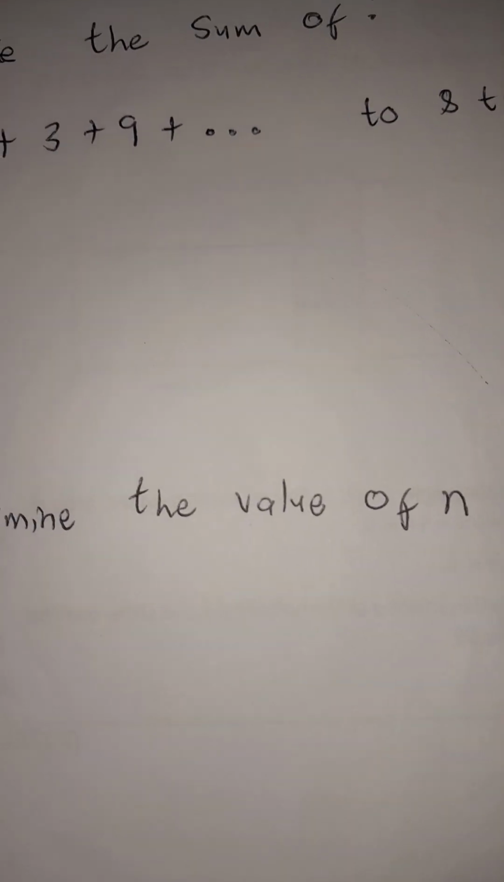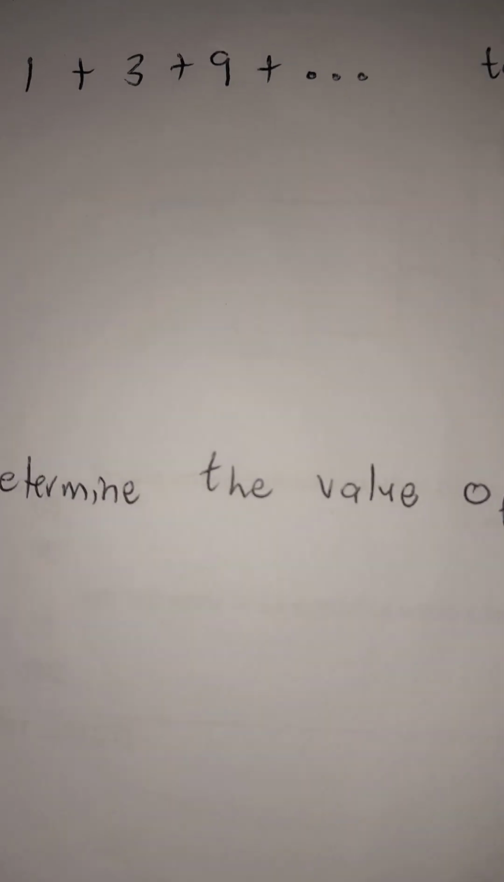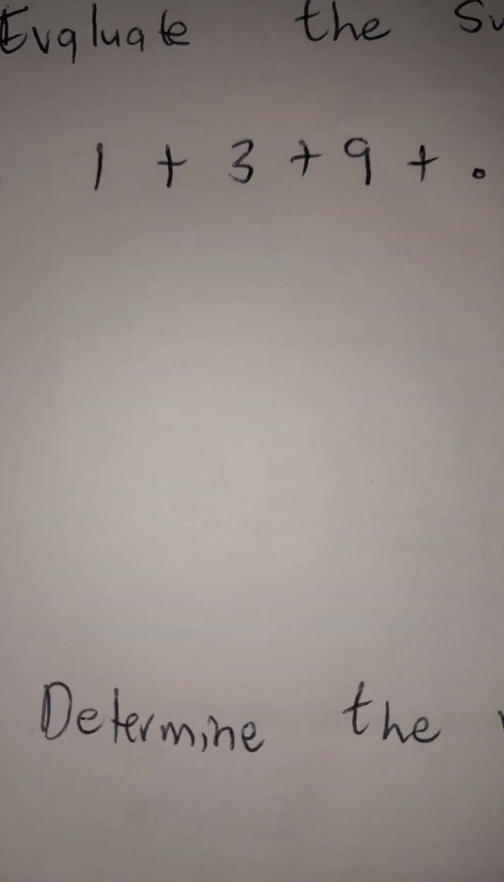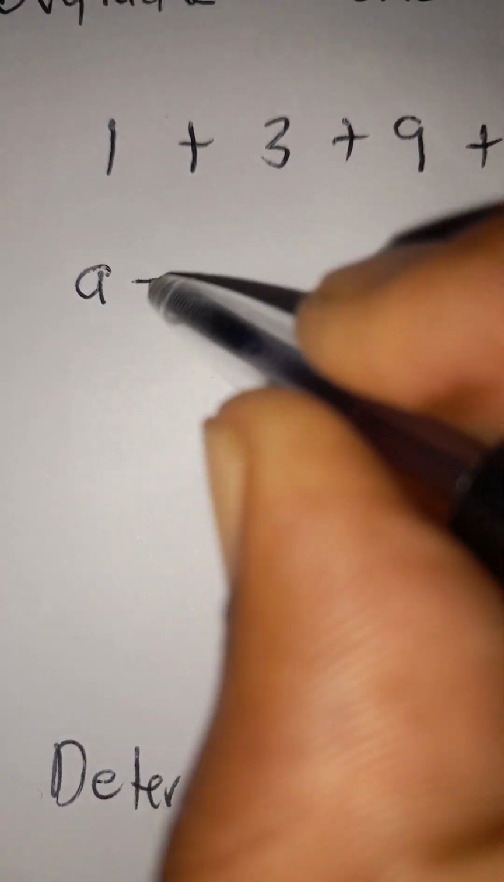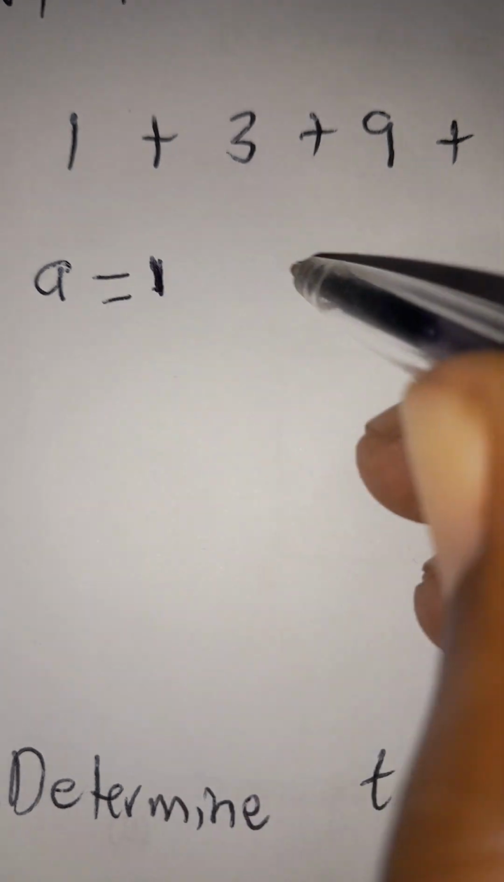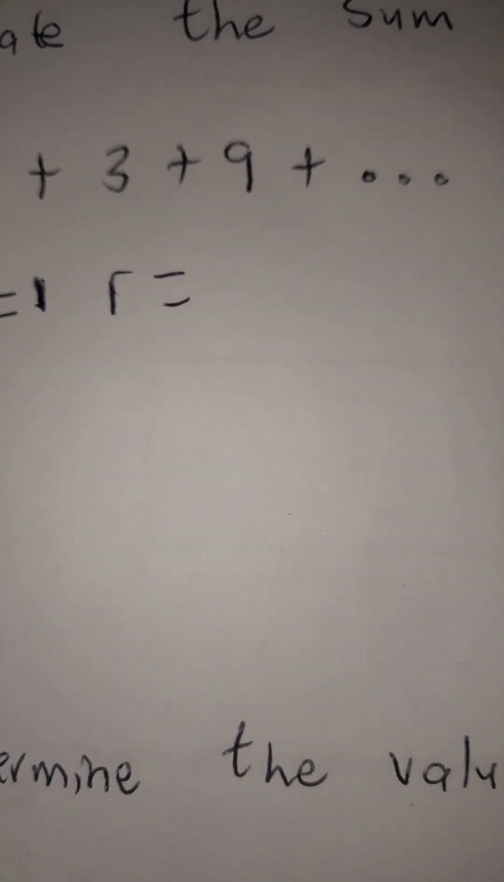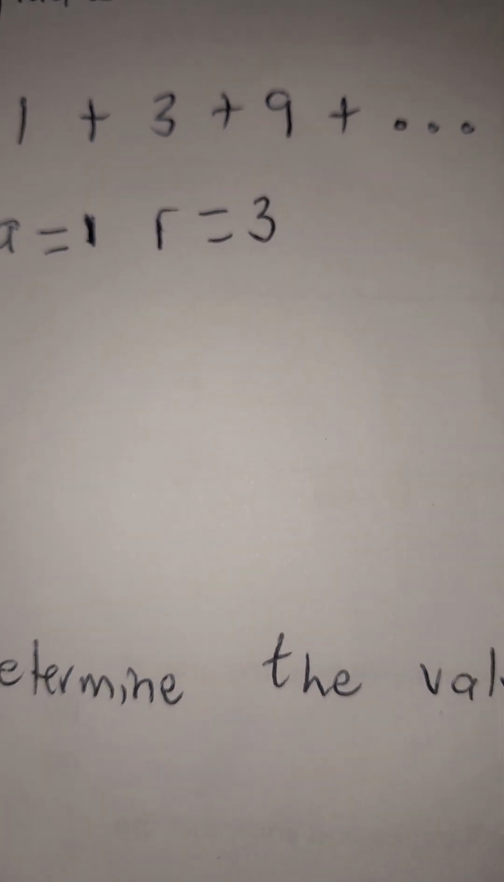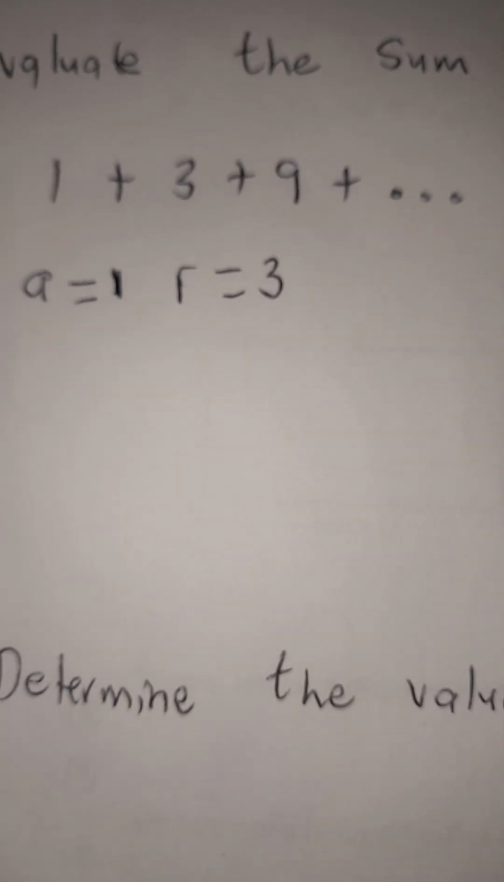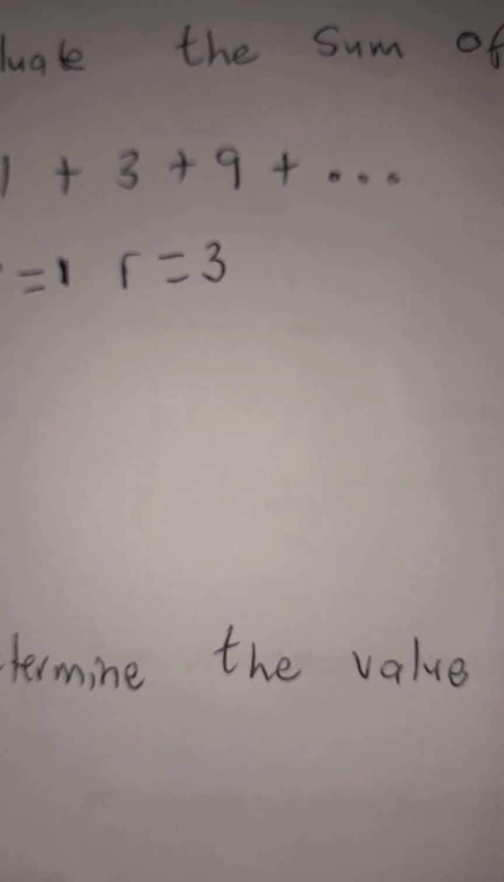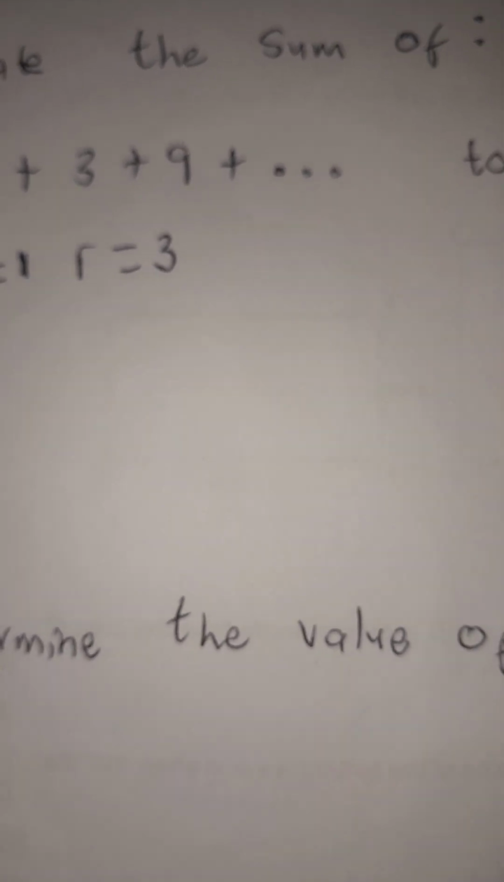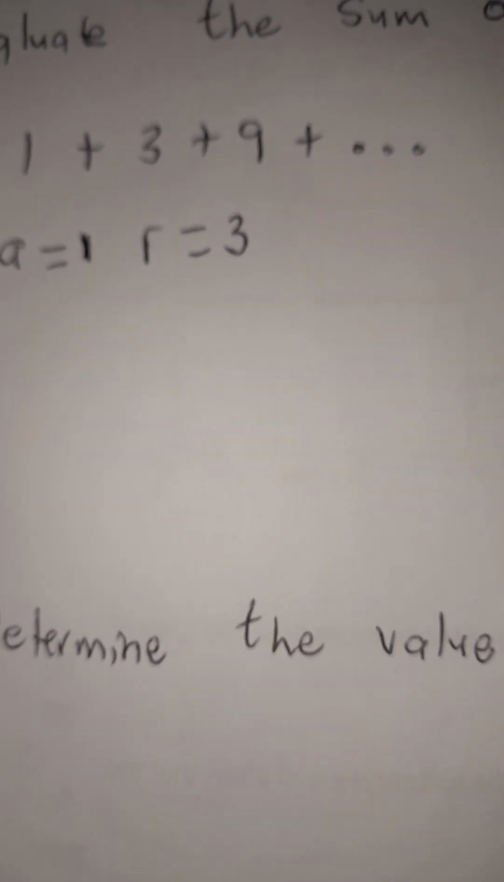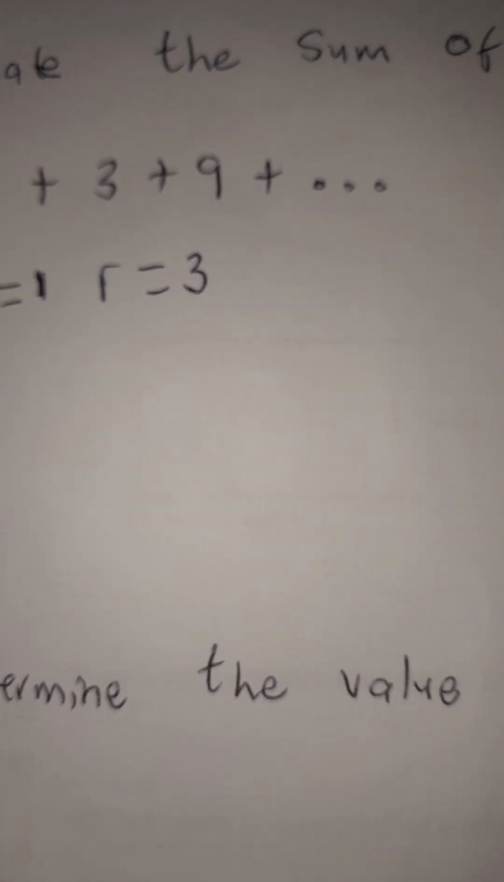Yes, let's get to the work and put this into practice. First thing first, we need to collect the data. Our first term is 1. Then what is our r? 3 divided by 1 is 3. This is the constant ratio. Remember, this is a geometric series because T2 divided by T1 and T3 divided by T2 will give us 3.